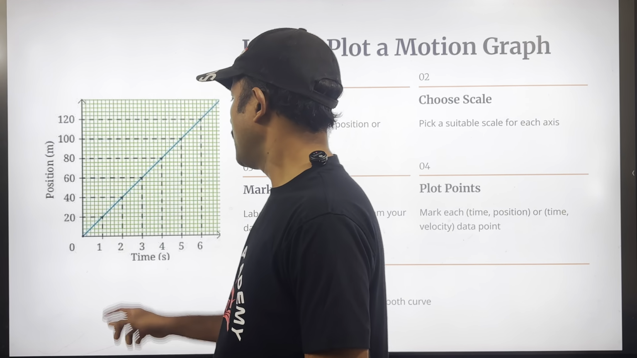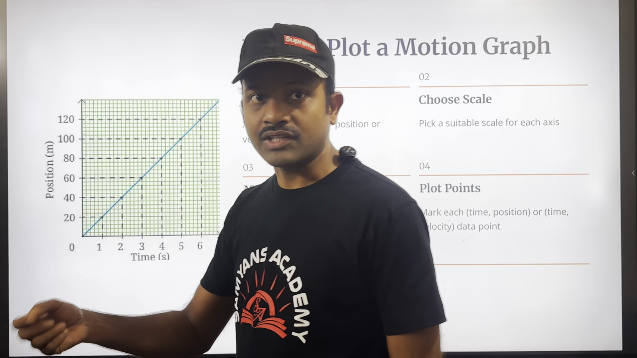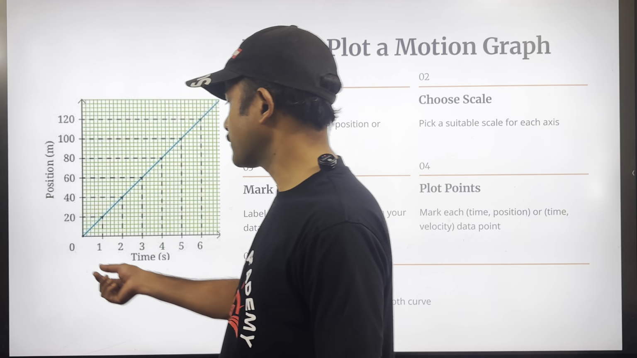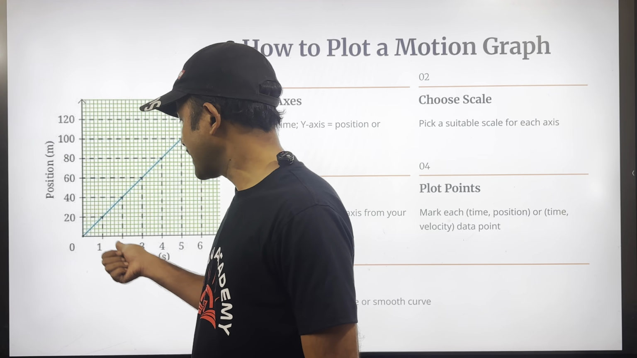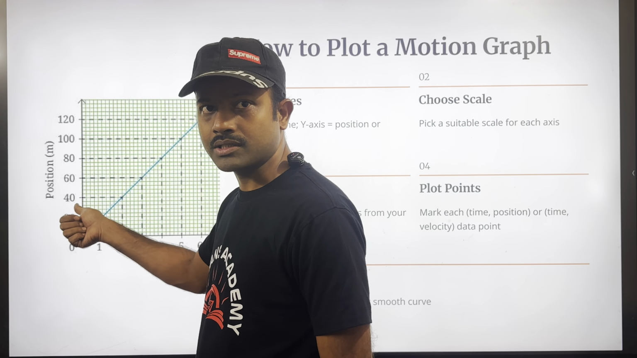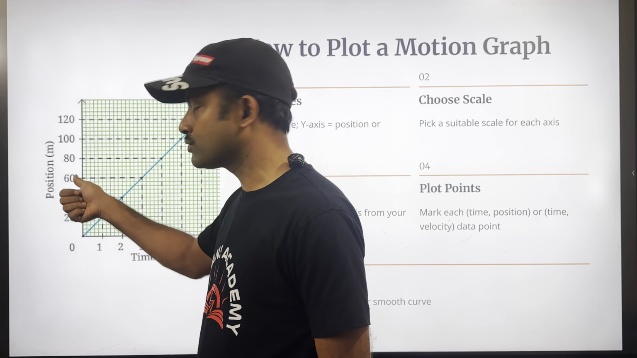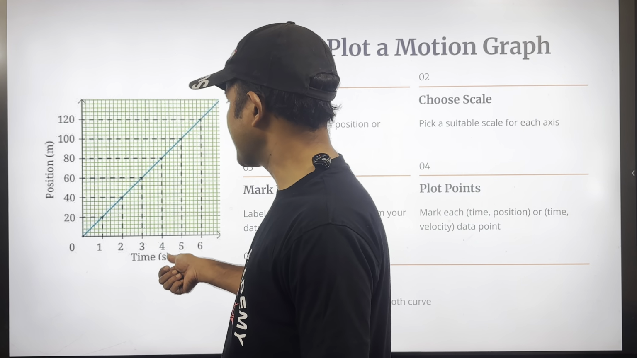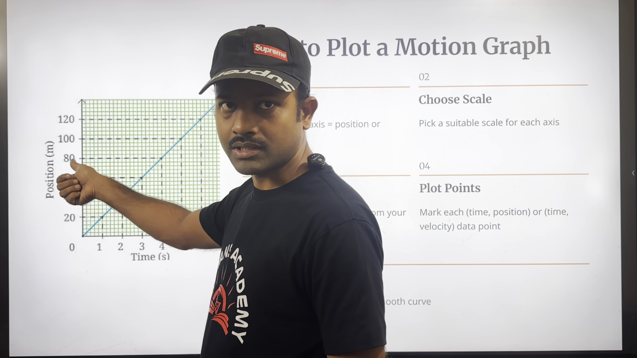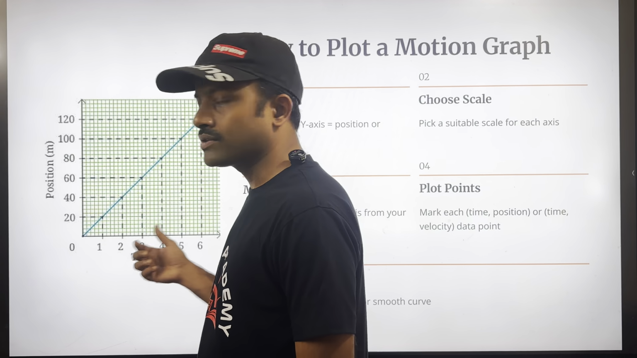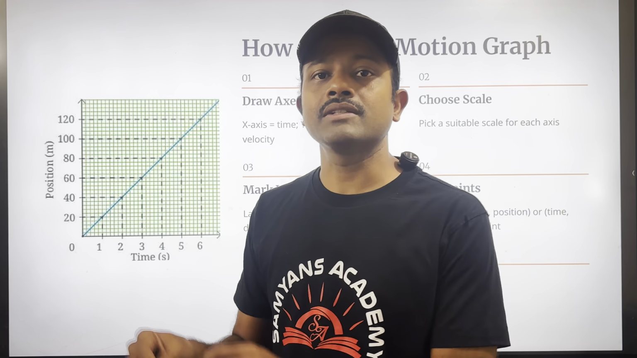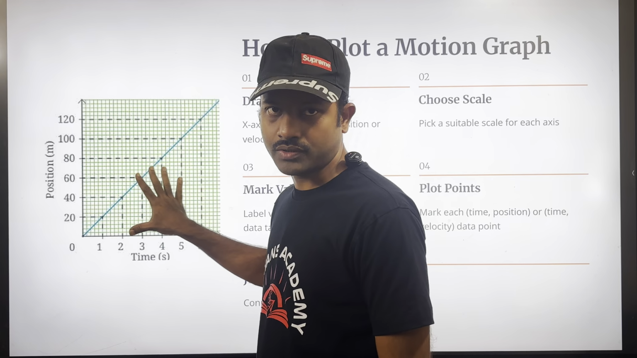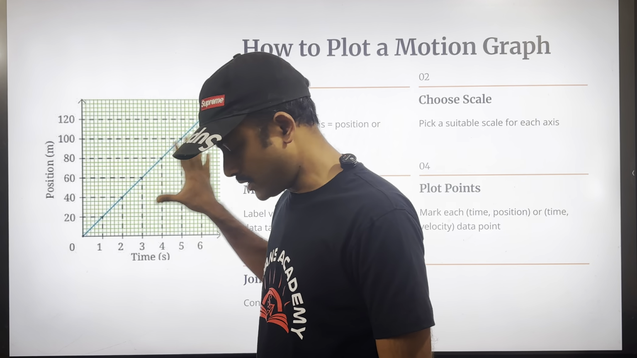Now you see, the graph starts from zero, which means your vehicle starts from rest. After 1 second, it reaches a 20-meter distance. The next second, it reaches another 20 meters, that is 40 meters. In the third second, it reaches 60 meters. In the next second, another 20 meters. In every equal interval of time, it moves equal distances. So this graph is an example of uniform motion.